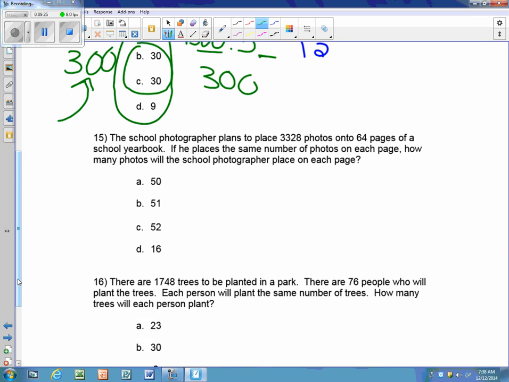Number 15, the school photographer plans to place 3,328 photos onto 64 pages of a school yearbook. So we have all these photos being split between these pages. He places the same number on each page. How many photos will he place on each page? So I have to do some division.